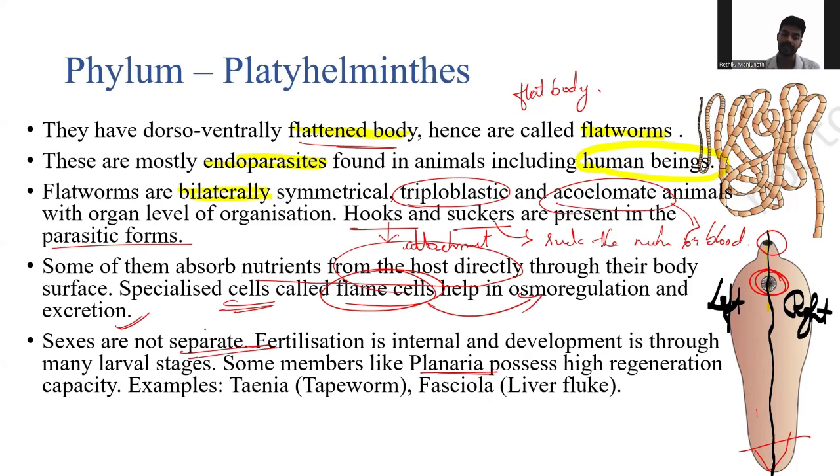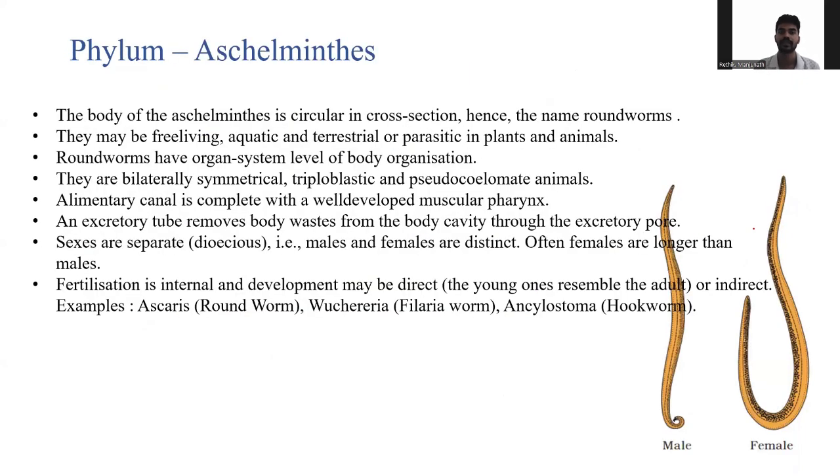Some of the examples are the tapeworm, that is Taenia, and the liver fluke, that is Fasciola. So this is the liver fluke and this is the tapeworm. This is all about the phylum Platyhelminthes. The next one is phylum Aschelminthes. Structurally somewhat similar, but the body of Aschelminthes is somewhat circular in nature, and hence they are called roundworms.